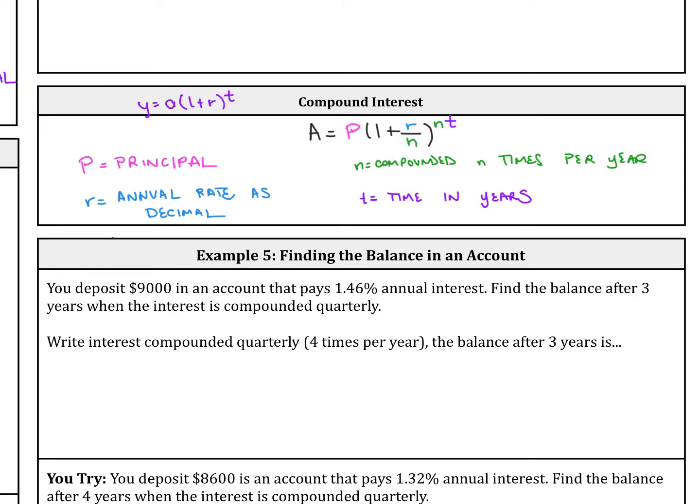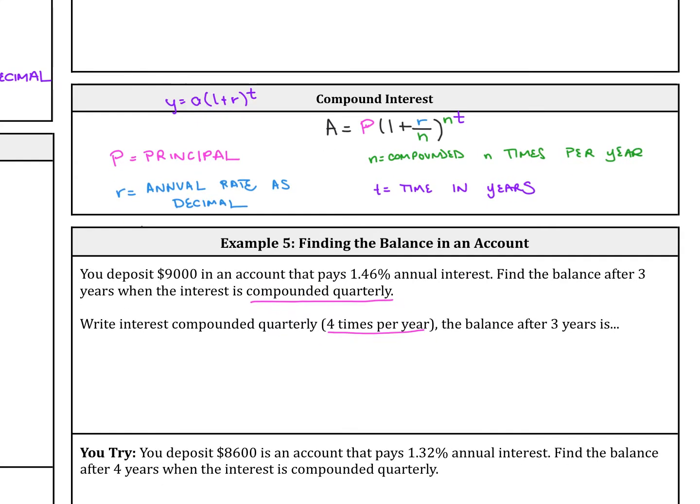So here is an example. We're going to use this formula. You deposit $9,000 in an account that pays 1.46% annual interest. We want to find the balance after 3 years when the interest is compounded quarterly. So quarterly, that's 4 times in a year. So write interest compounded quarterly, and then the balance, we need to find the balance after 3 years.